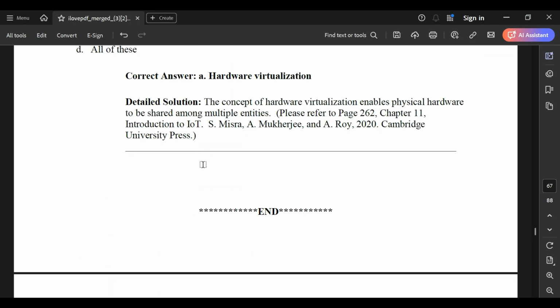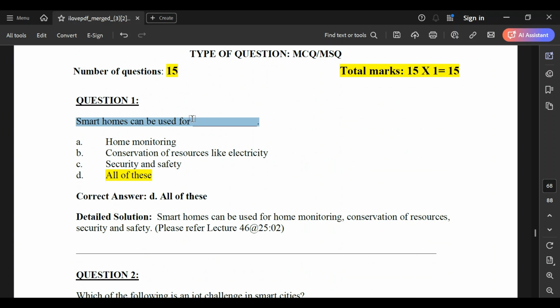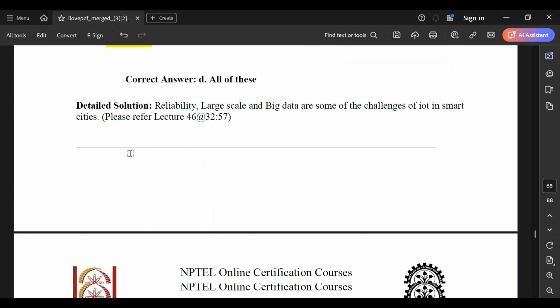Okay. Now moving to the 10th assignment we have. Smartphones can be used for, so you can see home monitoring is there, conservation of resources like electricity is there, security and safety is there. So all of these are correct. Which of the following is not an IoT challenge in smart city? You can see reliability, large scale, big data. All of these are the challenges in smart cities.